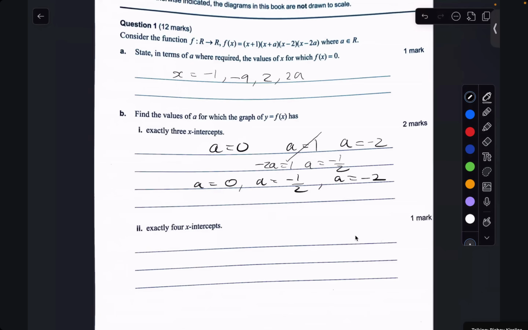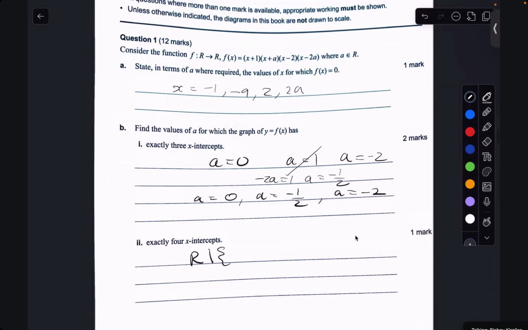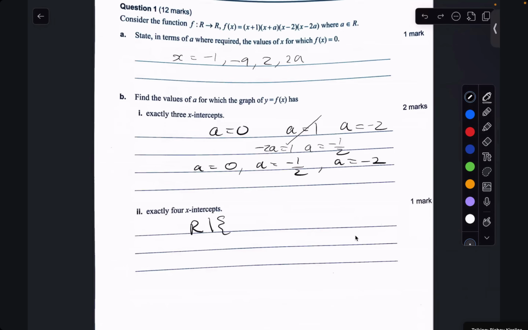So exactly 4 would just be everything else. But be also careful that when a is 1, that's 2 values, not 4. So you also exclude the 1. So it will be -2, -1/2, 0, and 1. Alright. That's a bit of a tricky question for the start.